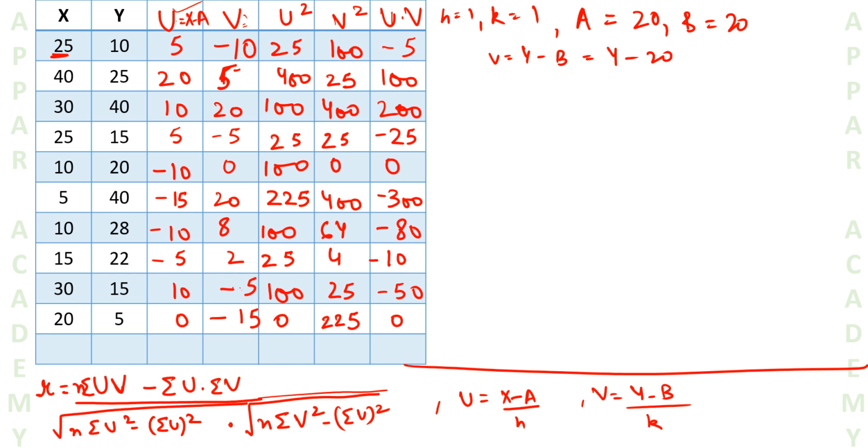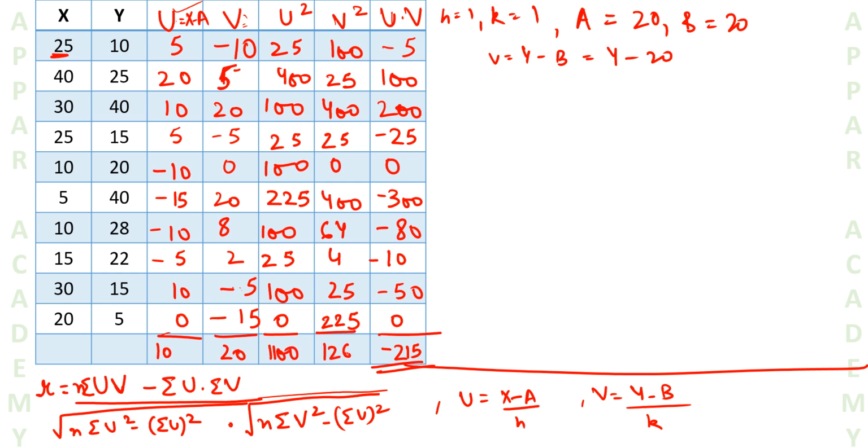Okay. So after this, in this formula we need summation uv. We need to sum this up. What will be the total of uv? It becomes minus 215. I've already done this calculation. We also need summation u square and summation u. Similarly, we need summation v square and summation v. So we need to just add these up. So summation of u becomes 10. Summation of v is 20. Summation of u square is 1100. And summation of v square is 1268.